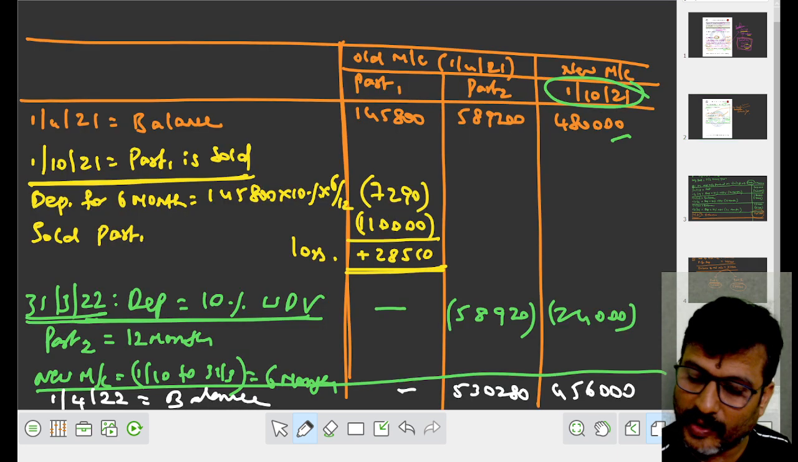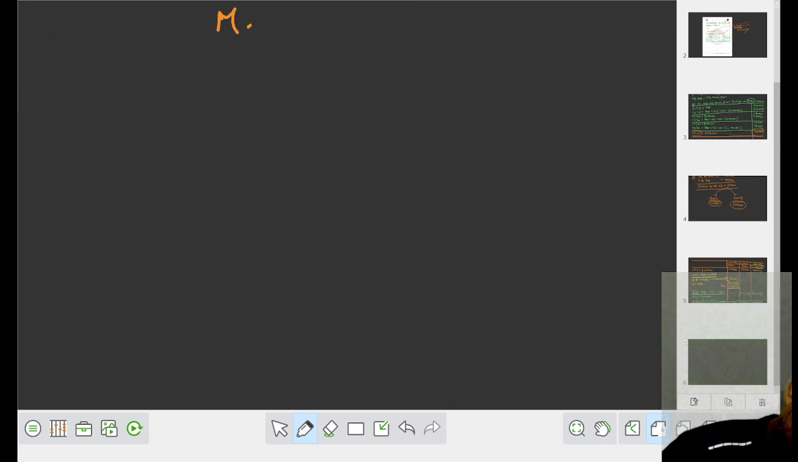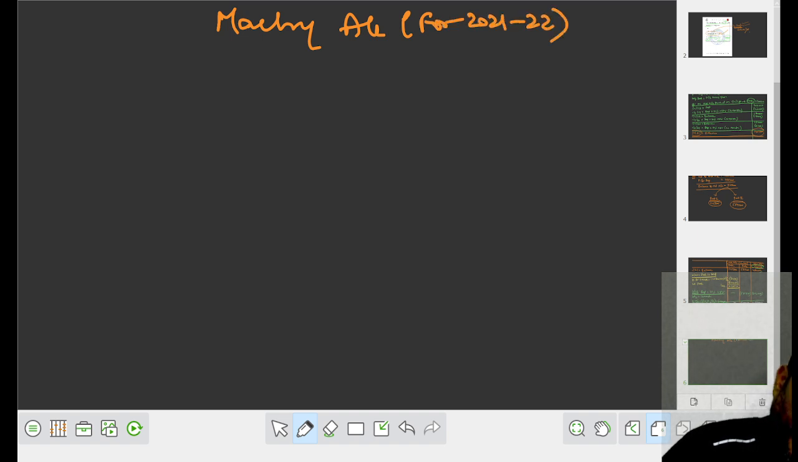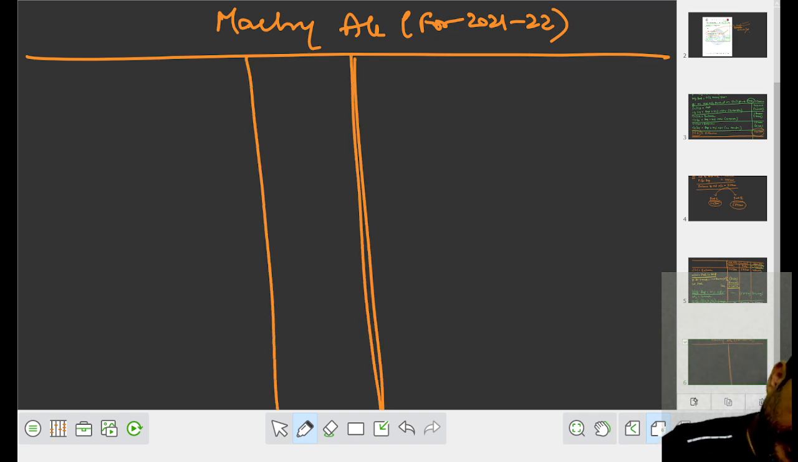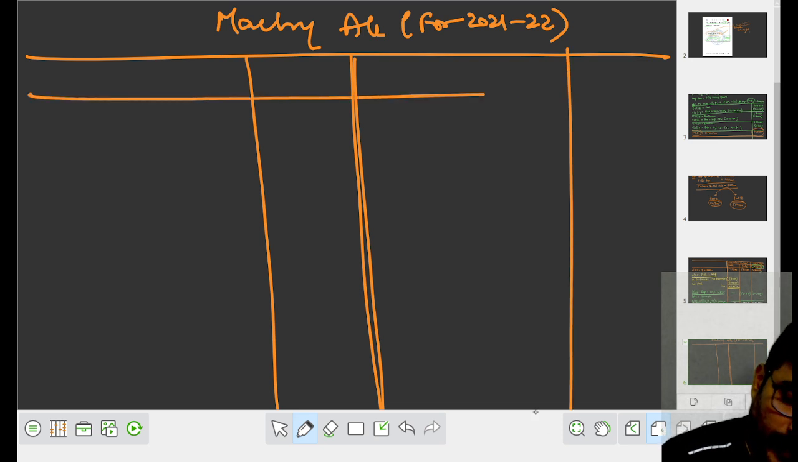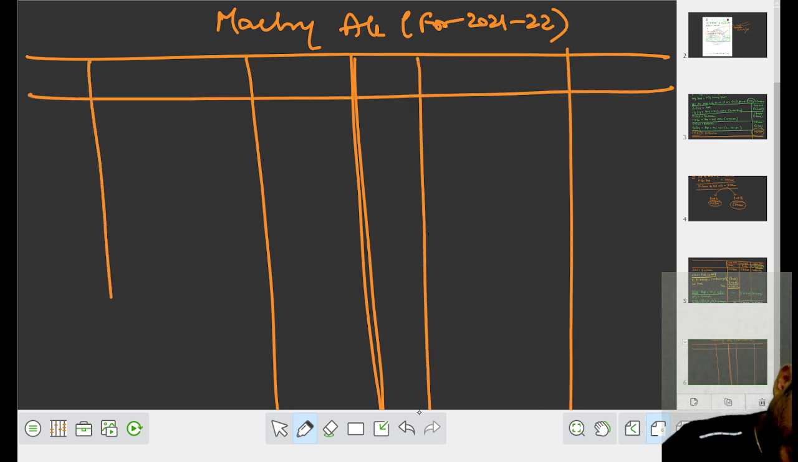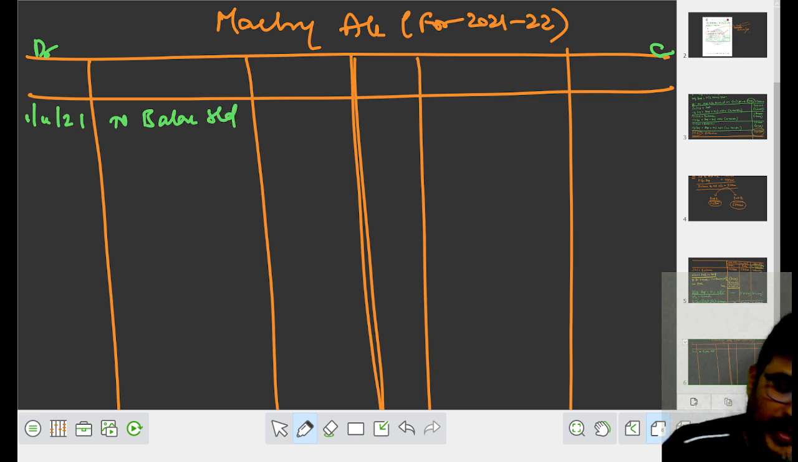So now let us move on to the machinery account. For which year? 2021-22. We have to prepare for only 1 year. Now let us write. Is the machinery account right? On 1st April 21, to balance brought down.